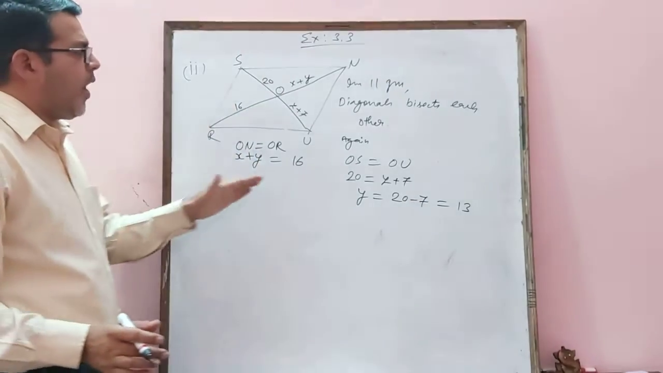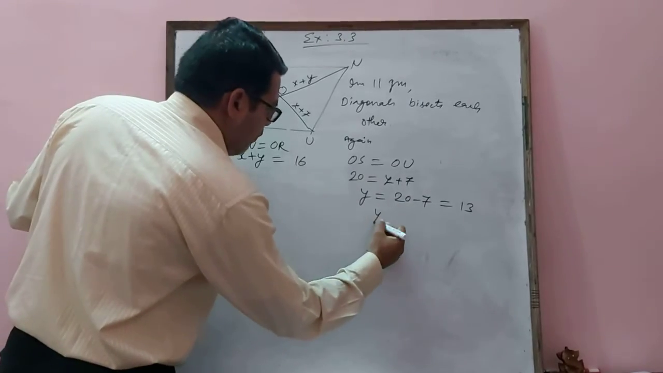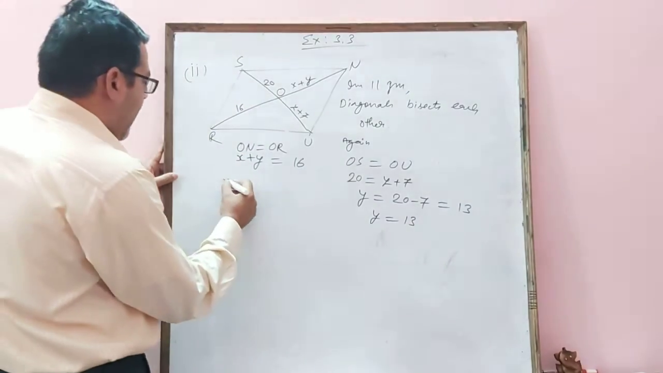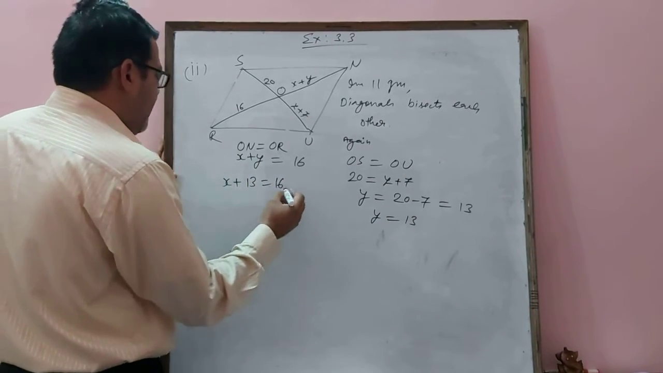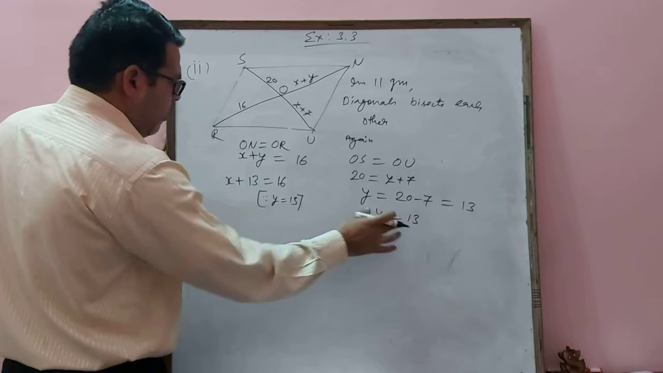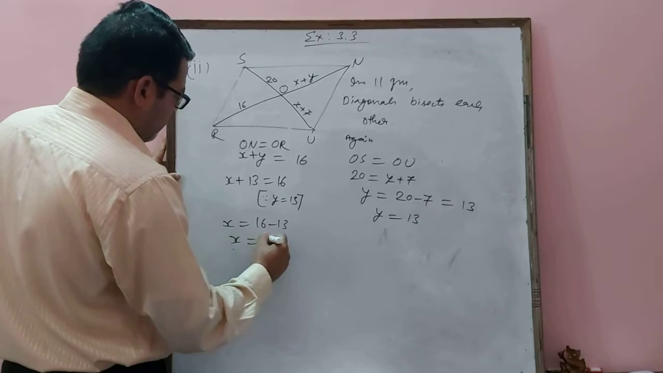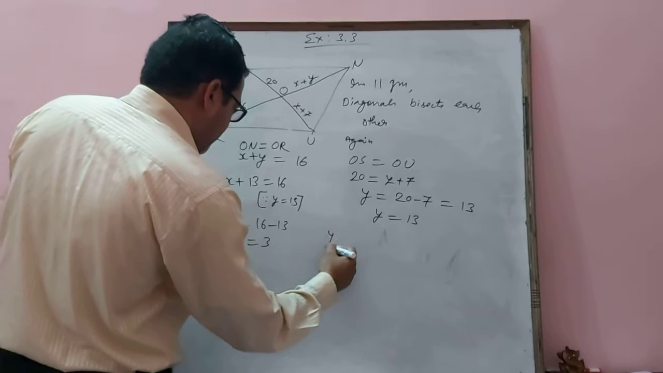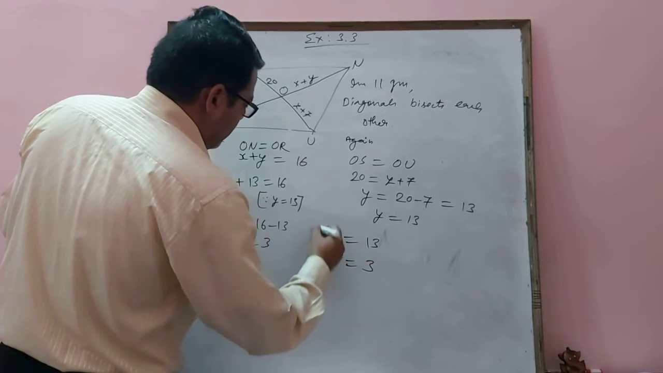So the value of y is 13. We have calculated it. Now we can put this value of y here to find the value of x. So x plus, in the place of y, we can write 13, since y equals 13, we have already calculated here. So x equals 16 minus 13, x equals 3. The value of x is 3, and the value of y we have already calculated, it is 13. So x equals 3 and y equals 13.